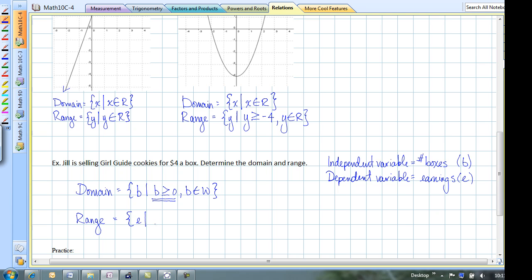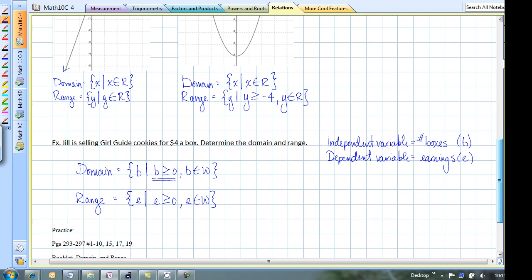We do once again want to say that earnings are going to be greater than or equal to 0, and E belongs to the set of whole numbers. And once again, we could leave out the fact that E is greater than or equal to 0 because all whole numbers are greater than or equal to 0.